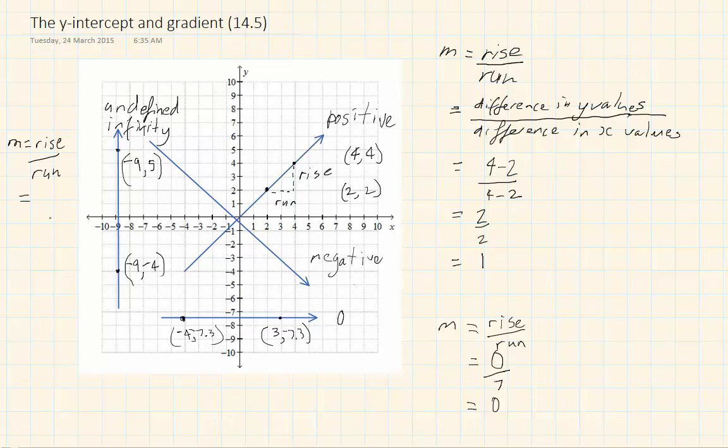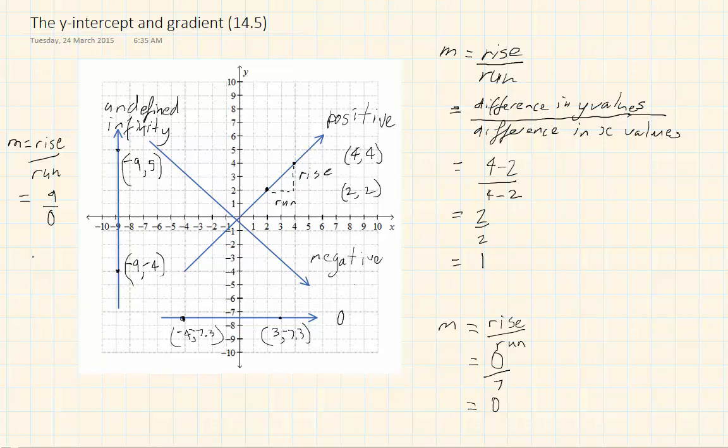Okay, so what's our difference in our rise? Well, the difference in the rise is negative 4 minus 5, which is 9. But what's our run? Okay, there is no run. So we have a 0 run because our x values don't change. There's no difference between negative 9 and negative 9.